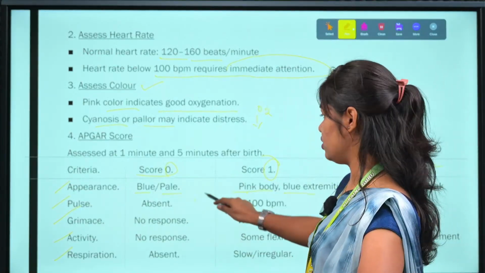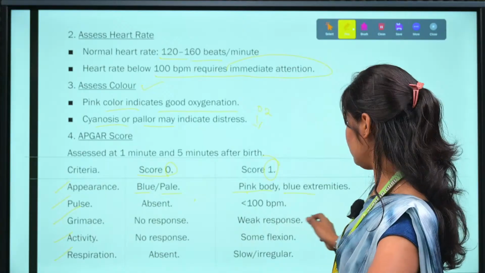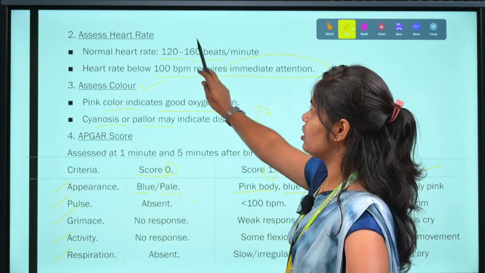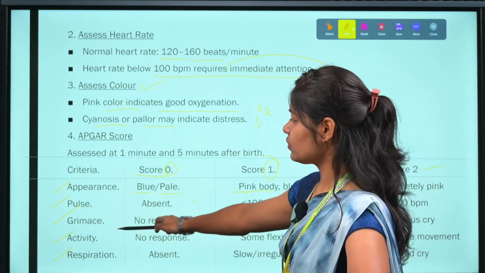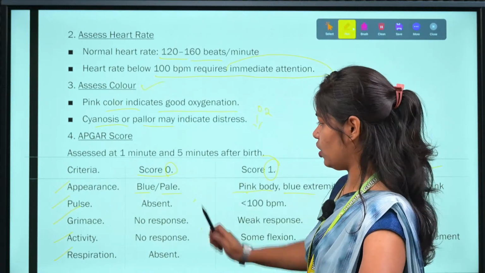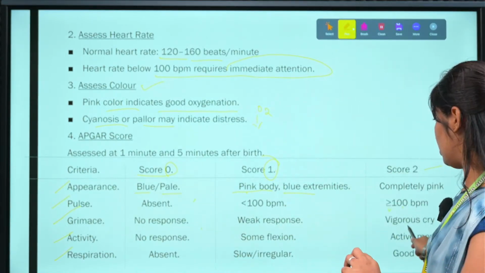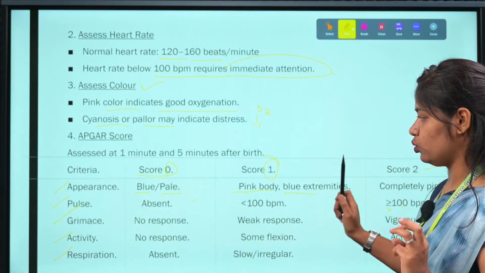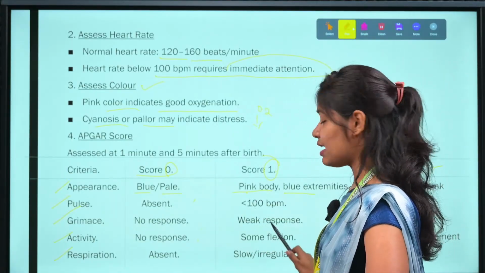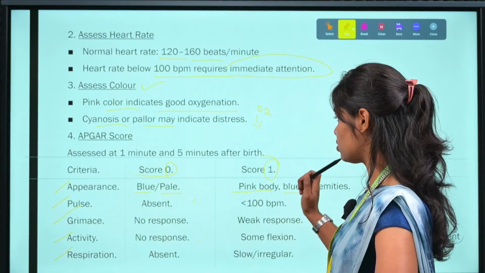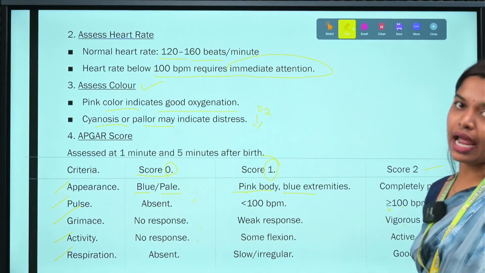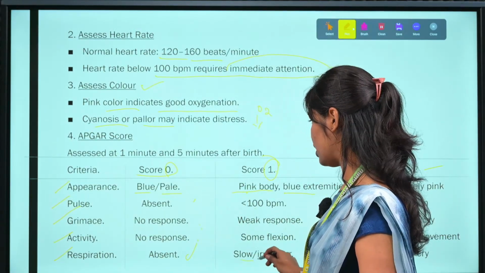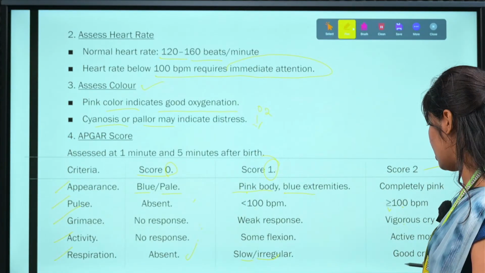Pulse absent means 0. Less than 100 means 1. More than or equal to 100 means 2, because the normal heart rate is 120 to 160. Then grimace, if no response means 0. If weak response means 1. If the baby starts to cry, the score will be 2. Activity: no response means 0. Some flexion means score 1, and active movements mean score 2. Then respiration: absent means 0, slow or irregular respiration means score 1, and good crying means score 2.